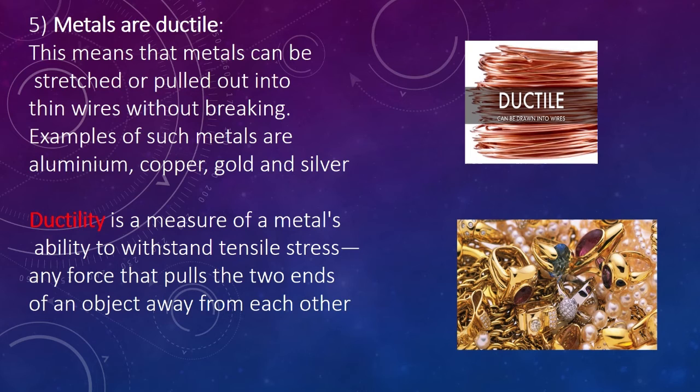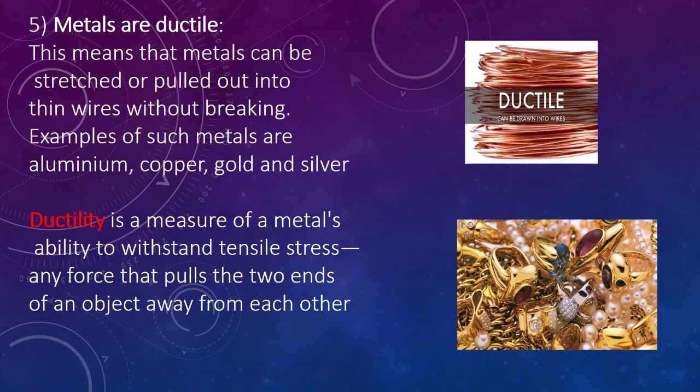So when you look at our first definition, I said this means that metals can be stretched or pulled out into thin wires without breaking. Examples of such metals are aluminium, copper, gold, and silver. Do you remember we established that copper and aluminium are good conductors of electricity, and we use these two metals for cables, electrical cables in our homes.